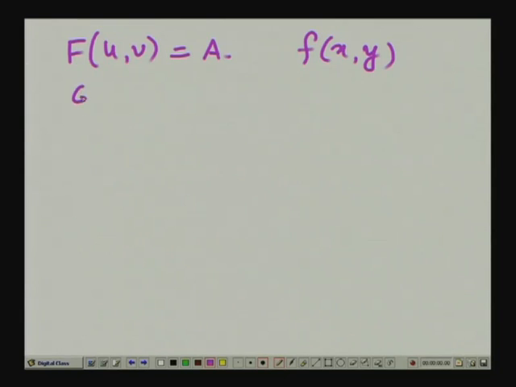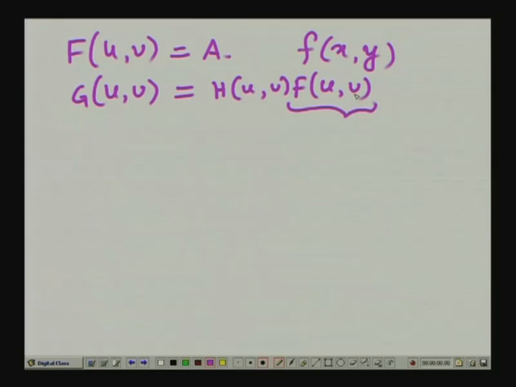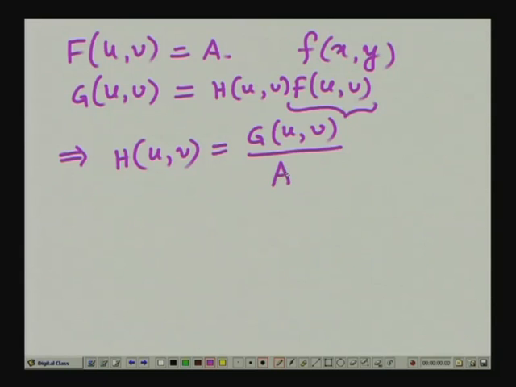And our relation is that the observed image G(u,v) is the same as H(u,v) times F(u,v). Now, because this F(u,v) is a constant A for the impulse, from here I straightaway get H(u,v), that is the degradation function, which is the same as G(u,v) upon that same constant A. In this case, G(u,v) is the Fourier transform of the observed image, which is nothing but the Fourier transform of the image that we have got as the response to the simulated impulse that has fallen on the camera.